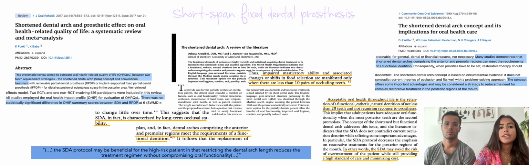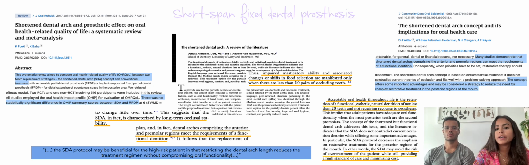But after any final decision, let's see what the literature tells us about the short span fixed dental prosthesis. We found multiple systematic reviews and meta-analyses in which the authors concluded that this treatment strategy meets the requirements of a functional dentition and does not impair masticatory ability. Also, it is considered to be beneficial for the high-risk patient as it may avoid the risk of over-treatment while still providing a high standard of care.